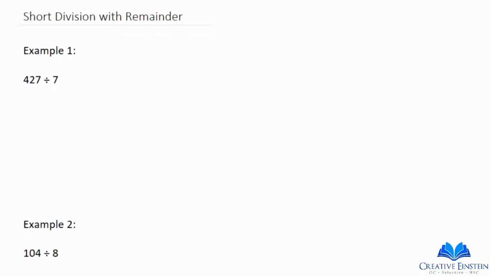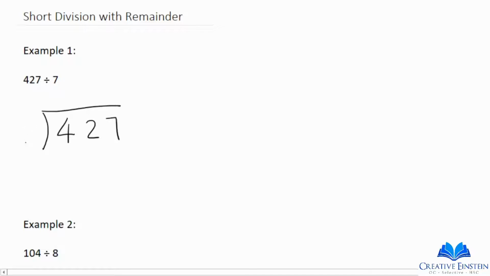Hi guys, this is part 2 of the short division series where we're going to run through short division with a remainder. So I'm going to run through 4 examples with you and I'm going to write all the working here on the left hand side. So 427 divided by 7, and I'm going to write all my thoughts on the right hand side.